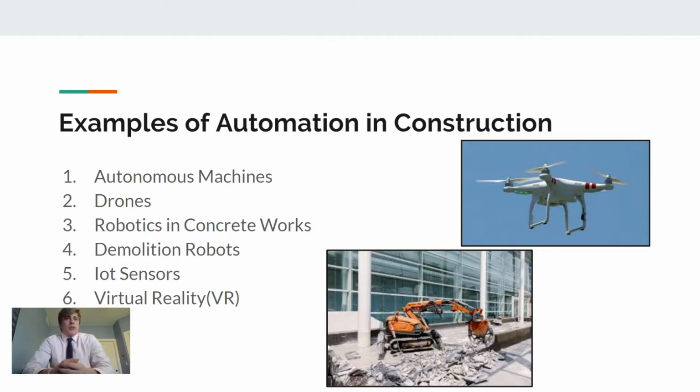Demolition robots are another example of automation in construction, and they are the use of demolition robots to help demolish a freestanding project. IoT sensors are another example, and they are the use of sensors to help relay information from the machine back to the user. And finally, virtual reality, or VR, is an example of automation in construction sites, and it helps with the planning and training for the project that is needed in order to complete it.